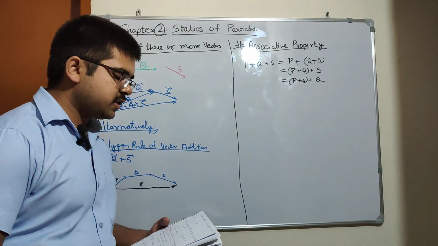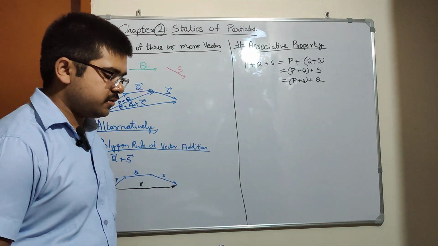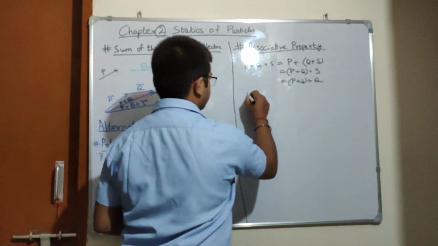Then we have product of scalar and a vector. How do we do it?